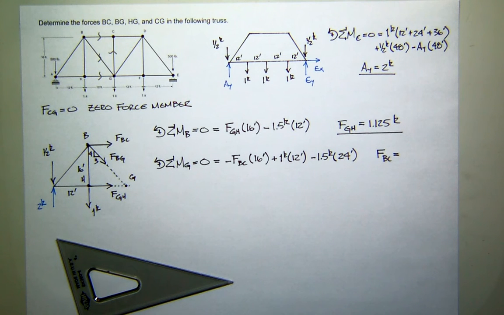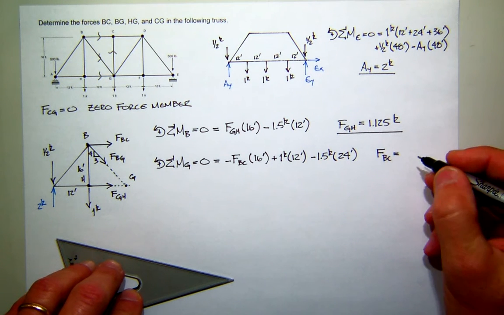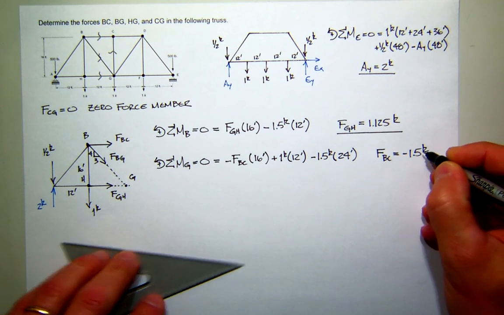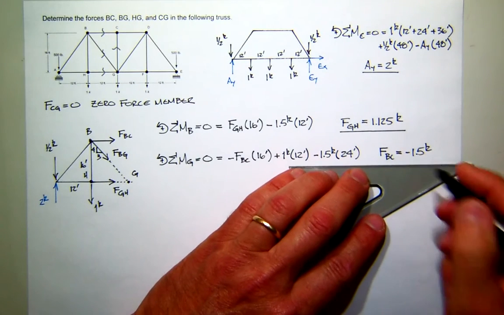24 and a half is 36. 36 minus 12 is 24. What's 24 divided by 16? 1 and a half? Yeah. 1.5. 1 and a half. And that should be negative. So BC should be in compression.